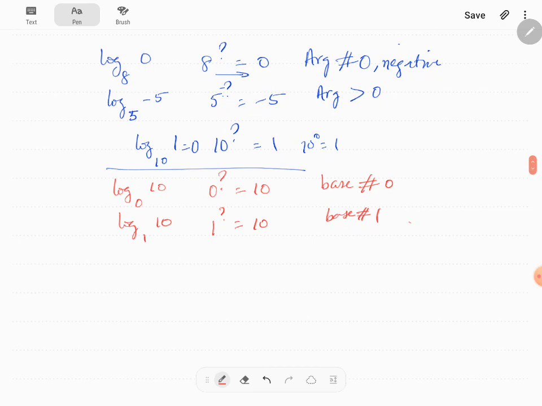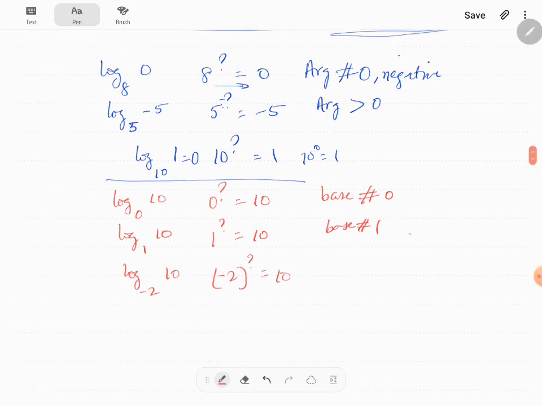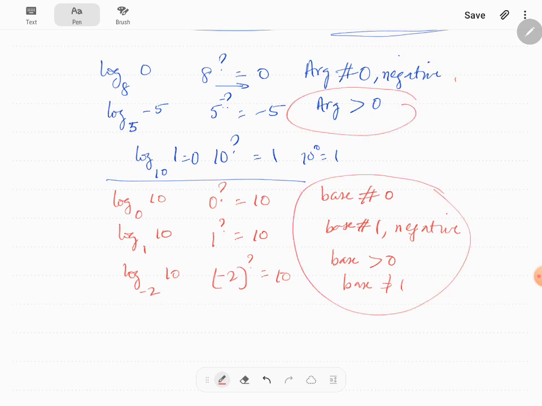Can the base be negative? If I say log 10 to the base negative 2, it's like asking negative 2 to the power of what is 10? We cannot evaluate this either, because it doesn't make sense. There are some cases where it makes sense, but as a rule, the base of a log can never be a negative number. So in short, we can say the base must be greater than 0 and the base cannot be equal to 1 either. So these are the rules for the argument and the base.